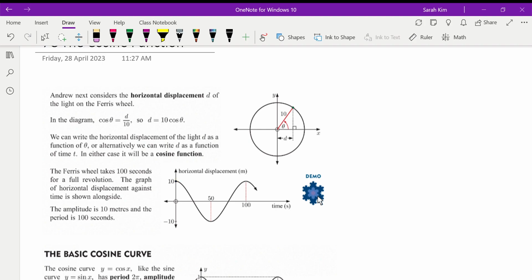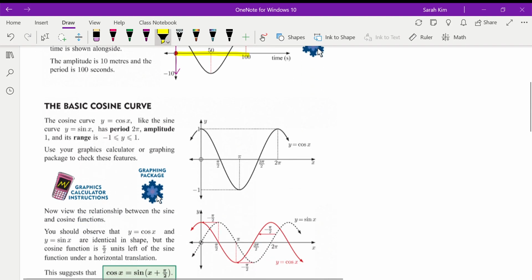The amplitude is 10 meters. How do we know that? Well, it's from the halfway line to the maximum point, or halfway line to the minimum point. And the period, which is the duration of one cycle, is 100 seconds. So that's how you read a graph.